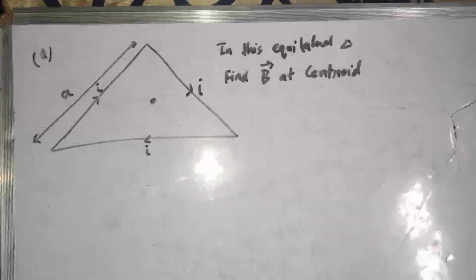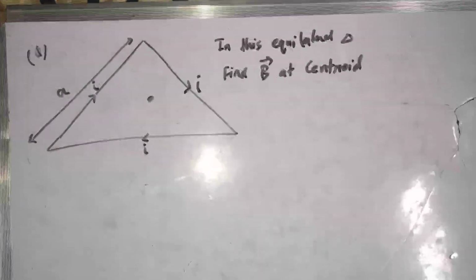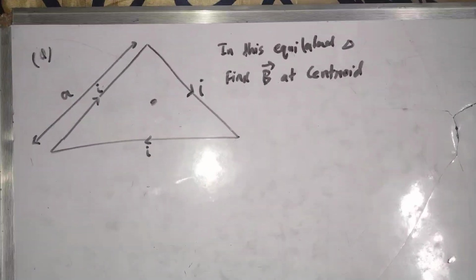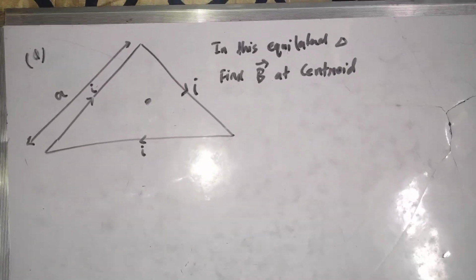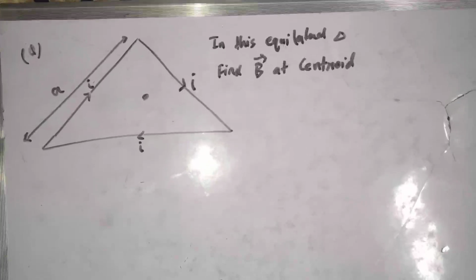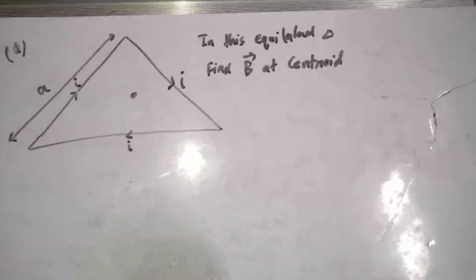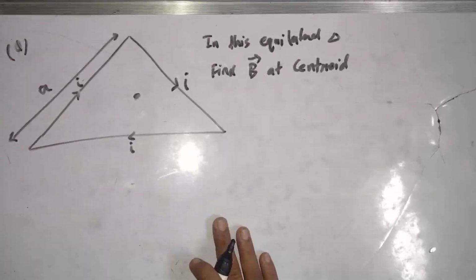So this is the first question of Biot-Savart law. The question says that if this is an equilateral triangle of side A, then we have to find the magnetic field strength at center B if it carries the current I. Then we know our general result, and we'll solve with the help of that.